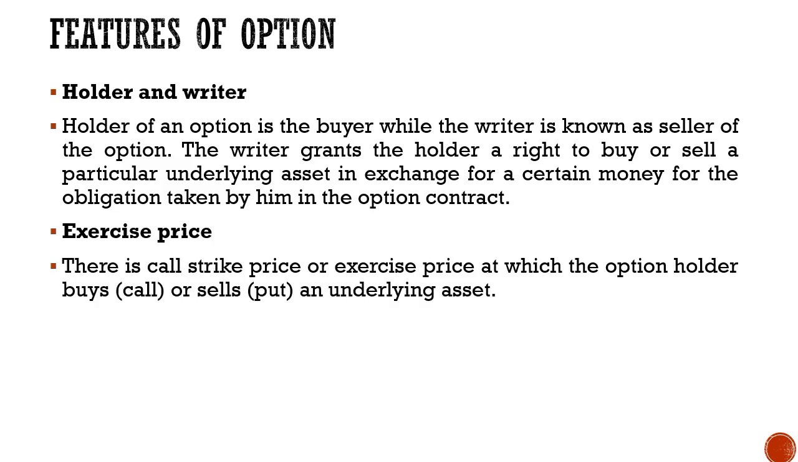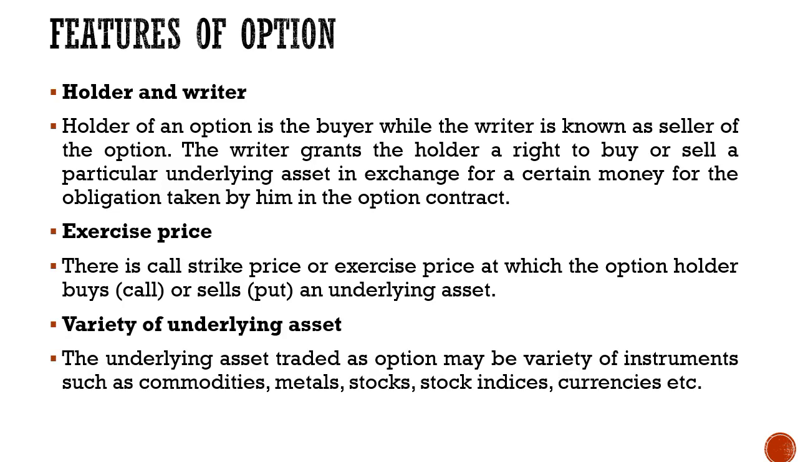Next is the exercise price. There is the strike price or exercise price at which the option holder, that is the buyer, buys, that is the call, or sells, that is the put, an underlying asset. So the exercise price can be for either the call or the put option. Variety of underlying assets: the underlying asset traded as option may be a variety of instruments such as commodities, metals, stocks, stock indices, currencies, etc.